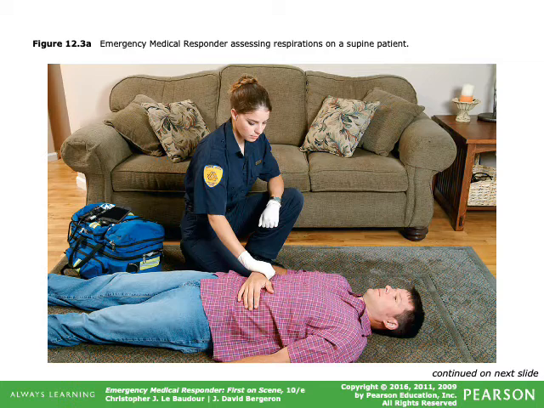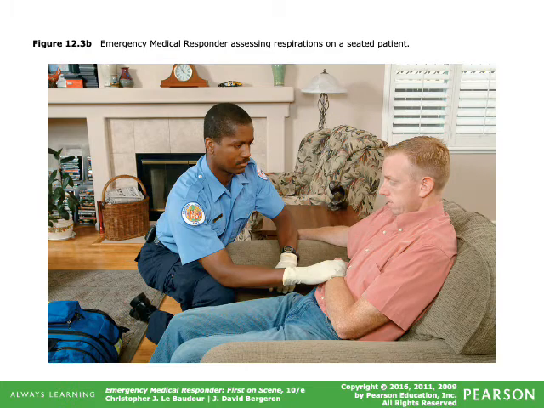All right, this is an image of an EMR assessing the respirations of a supine patient. You see how she's got her hand with the patient's arm over their abdomen. It's just a tool for her to be able to assess the breathing in more than one way. All right, same situation, but the individual is just seated.